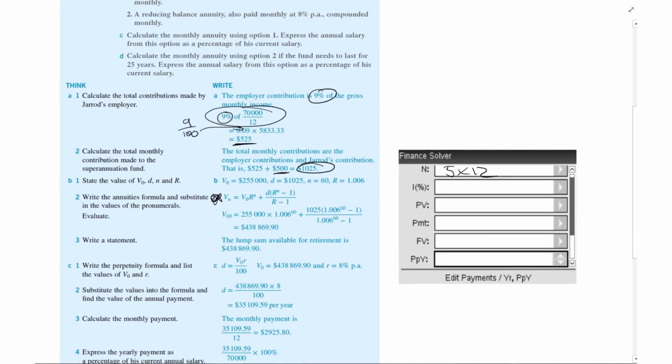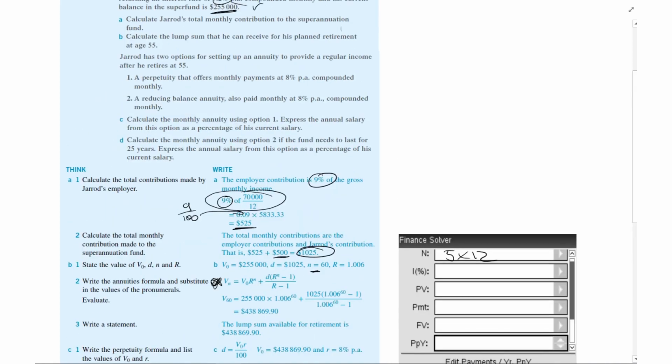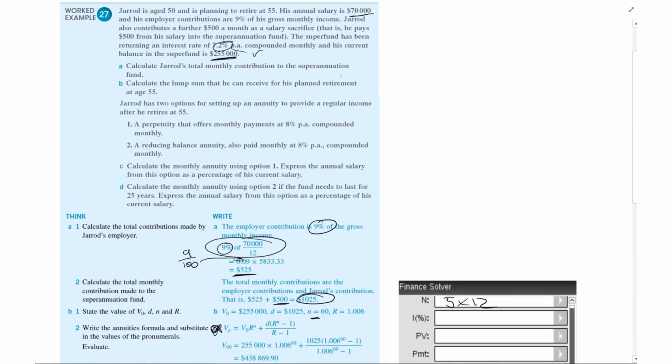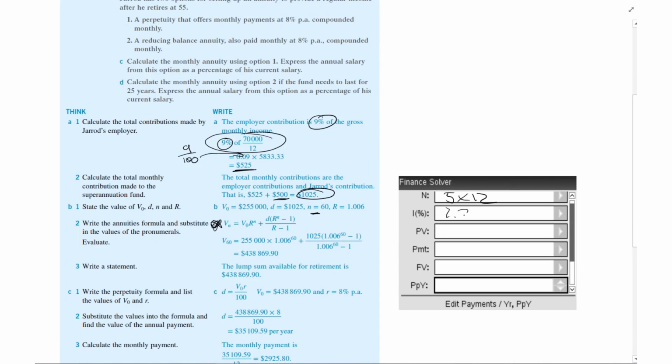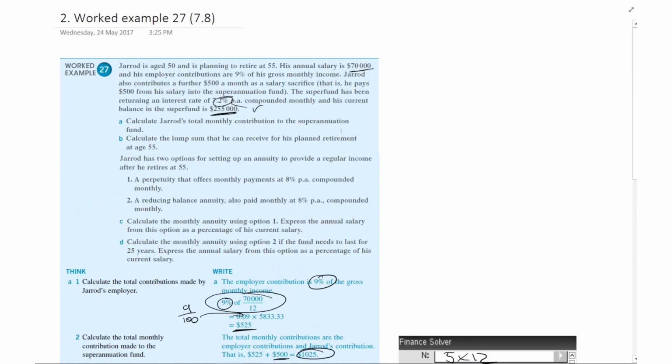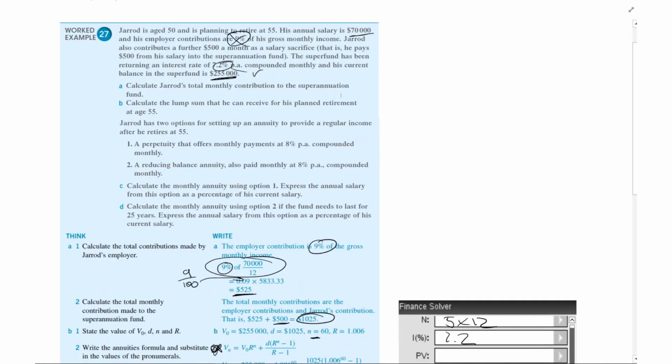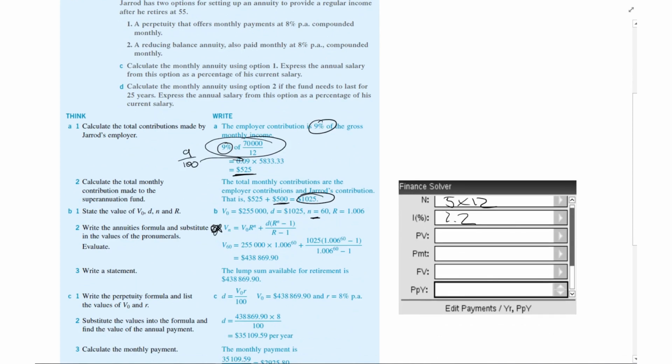So it's going to be 5 times 12. That will give you 60. Our interest rate here is 7.2. You just got to be careful you use the right one. You don't use this one for this point. I want to use the one that has interest rate 7.2. It's compounded monthly, so these are going to be 12.